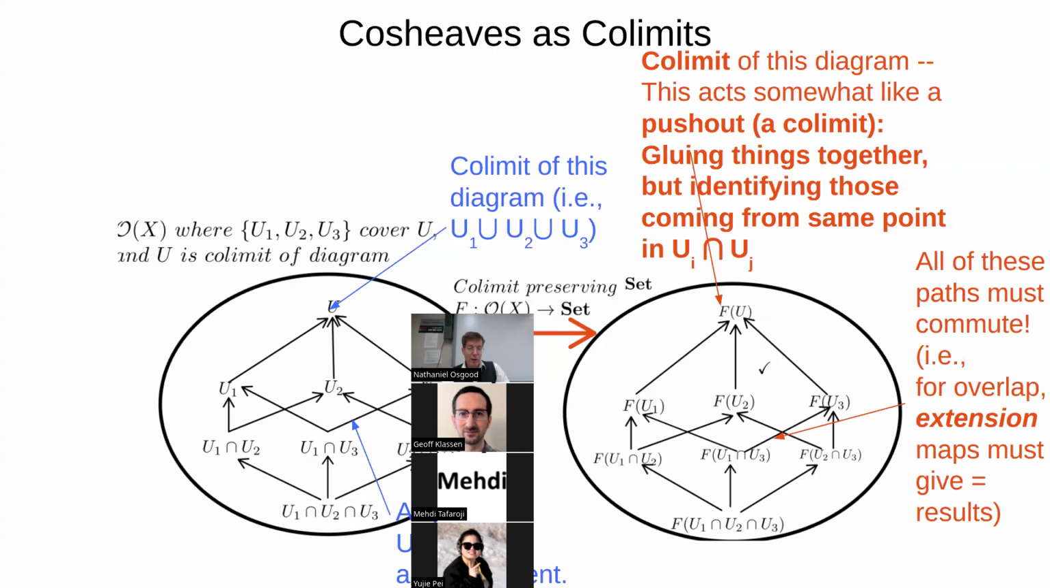Now, instead of this being a limit preserving functor from O of X op into Set, we have a colimit preserving functor from this poset of opens into Set. So we don't have an op. So this is a colimit, right? Remember? Do you remember colimits?